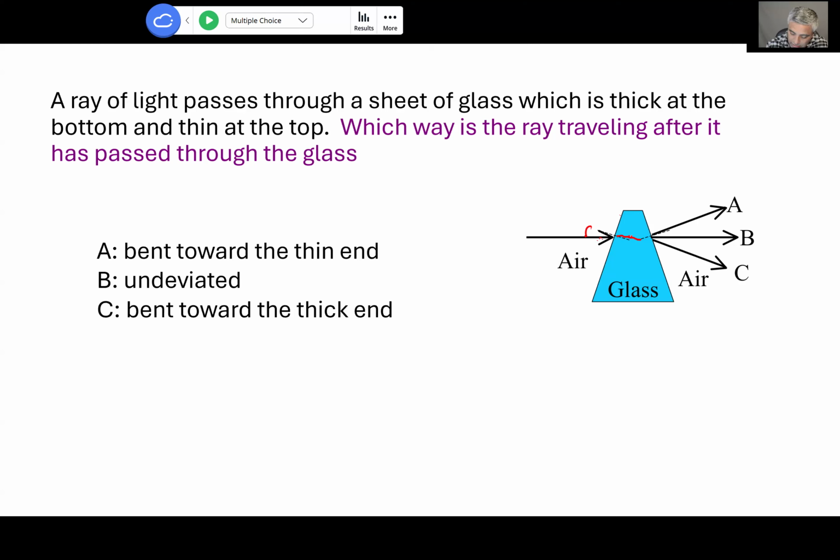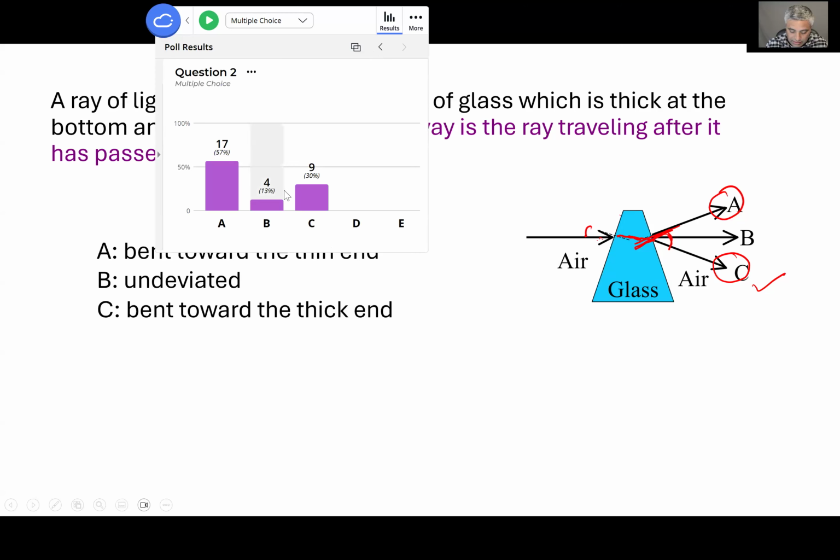And then inside the glass, it travels in a straight line. If we think of this as the normal, what happens? It makes a larger angle with the normal. So A is not making a larger angle with the normal, rather C is making a larger angle. So C is the correct answer in this case. Let me mark that.